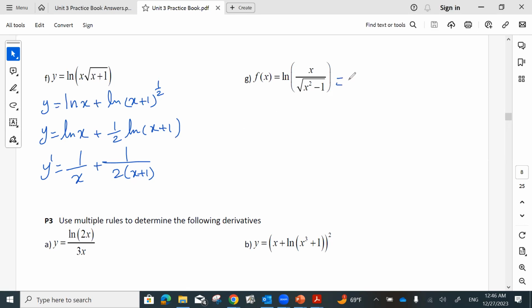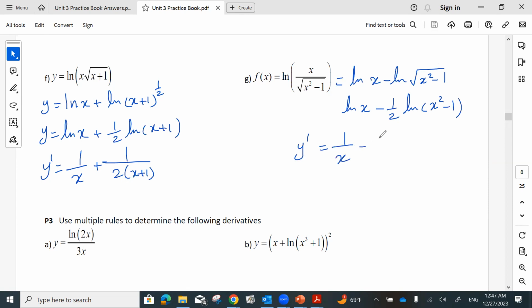This you can rewrite in the same way, ln x minus ln square root of x squared minus 1 is still ln x minus, just the square root means power half, bring it here, and the ln of x squared minus 1. So the derivative now, y prime is 1 over x minus 1 over 2 times the ln, which is 1 over the function x squared minus 1, times the derivative of the function itself, which is 2x. Cancel 2 and 2. So I have 1 over x minus x over x squared minus 1, and this is the final answer. Okay.